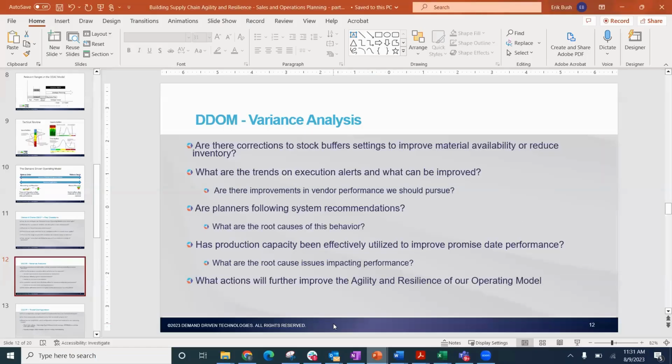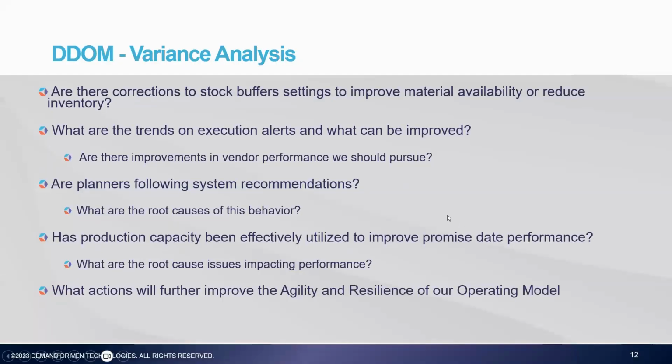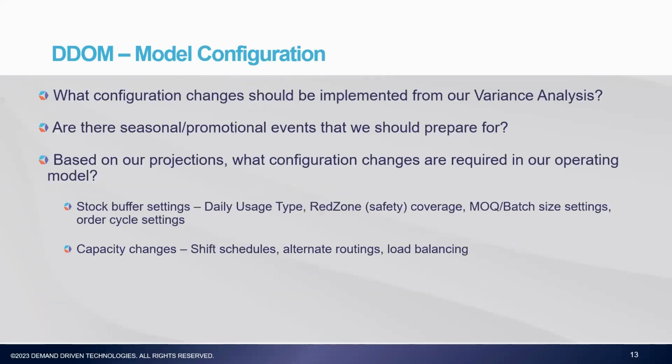So variance analysis is about looking at how are we operating, what can we learn from those things that have happened in the past to improve and dial up the settings that we have in our operating model to become more effective. Again, we're not trying to align everything to a consensus demand plan, consensus supply plan. Instead, we're looking at where did we have errors and issues, how can we improve, because we're going to use that then to flow into what's called model configuration. What have we learned from those?